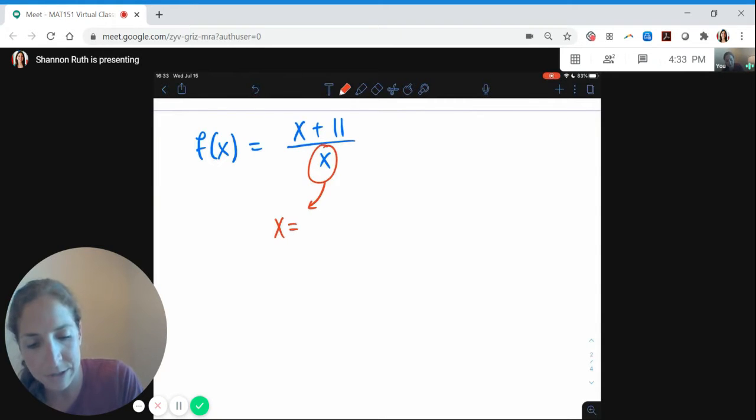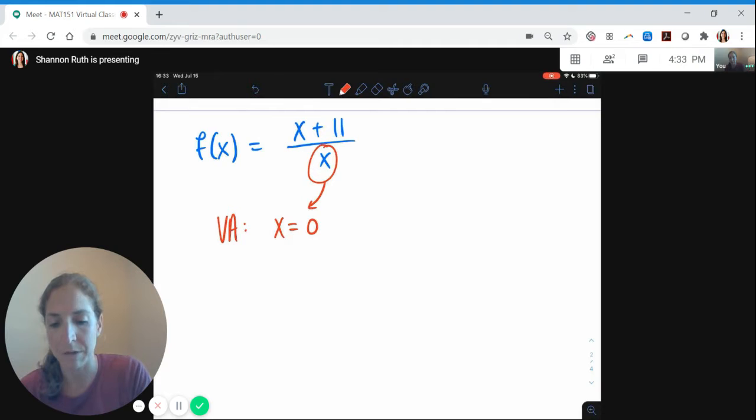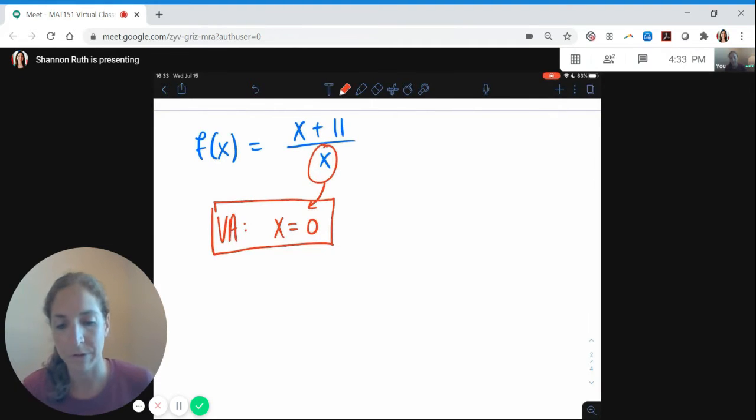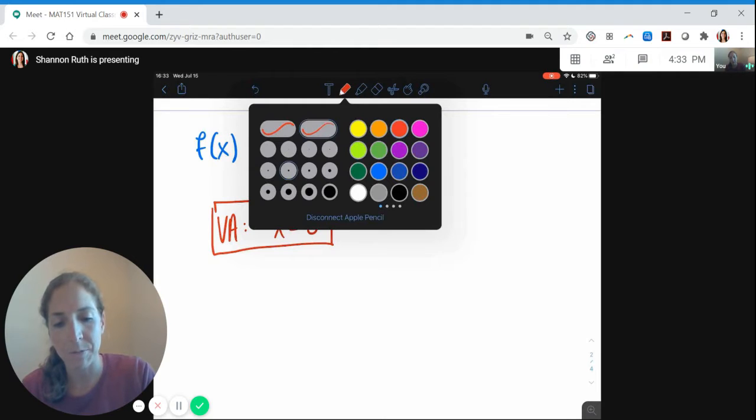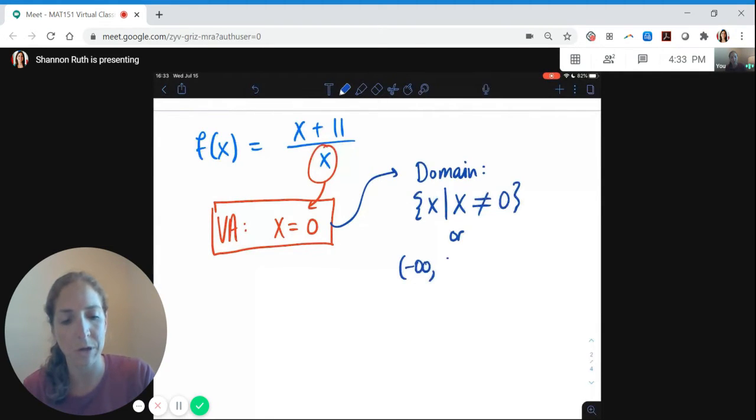to 0, and solve. And all that's happening here is when you set the denominator to 0, the solving is done, and the vertical asymptote is just x equals 0. So that one didn't take too much work. From there, the domain is thus everything but 0. So all x such that x does not equal 0, or -infinity to 0, unioned with 0 to infinity.